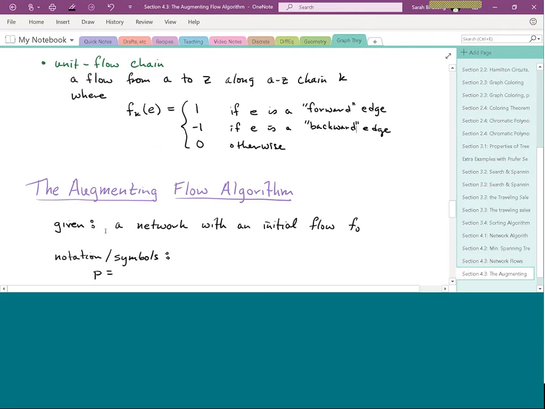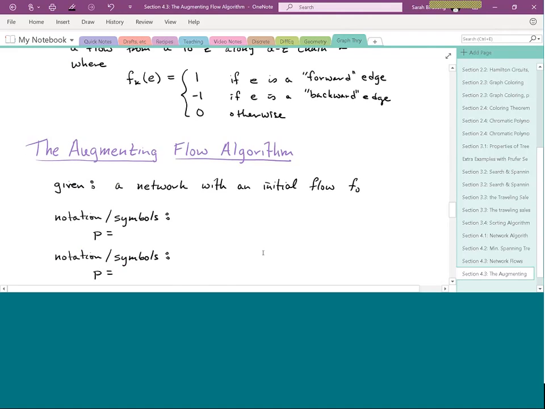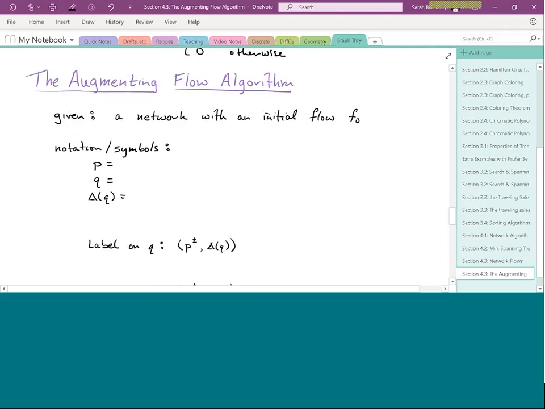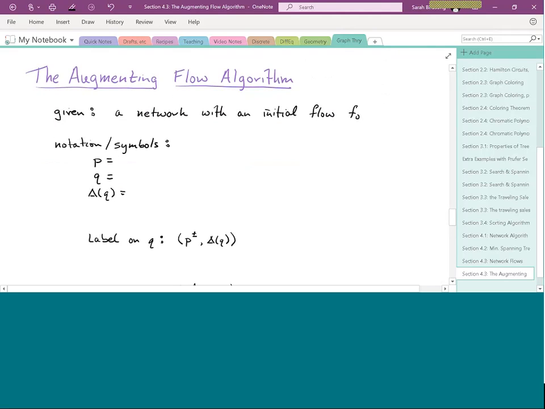Okay, so what you're given is a network and you have some initial flow. If you are not given an initial flow, your initial flow is 0 along all edges. Now in terms of notations and symbols, there are a couple of symbols that we have to worry about. The first symbol in this algorithm is P. P represents the current vertex that you're scanning from, or as your author calls it, the previous vertex. This is just like in Dijkstra's algorithm, the vertex that currently has a permanent label. It's the one we've already dealt with. So if you prefer, this is somebody with a permanent label.